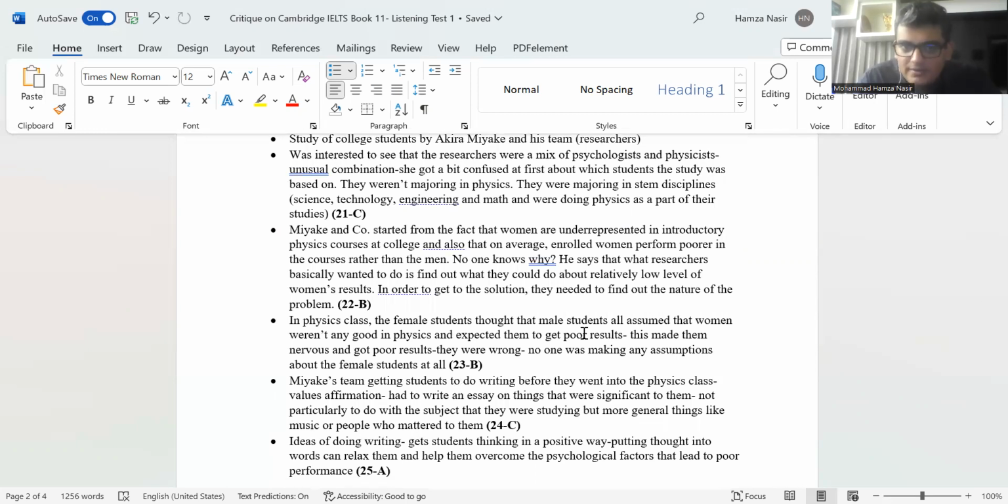Okay, so no one knows why. He says that what researchers basically wanted to find out was what they could do about the relatively low level of women's results. In order to get to the solution, they needed to find out the nature of the problem. So they wanted to get to the solution, and for that they have to understand the problem, that is the low level of women's results.